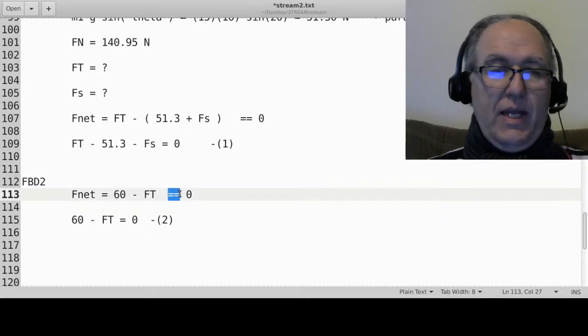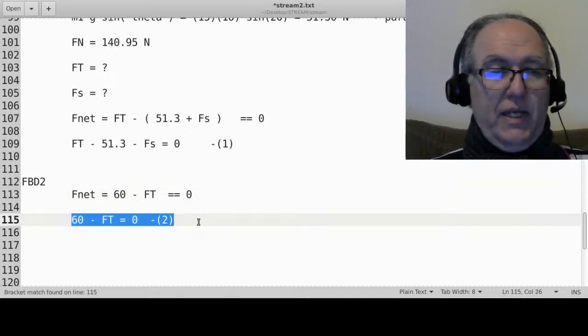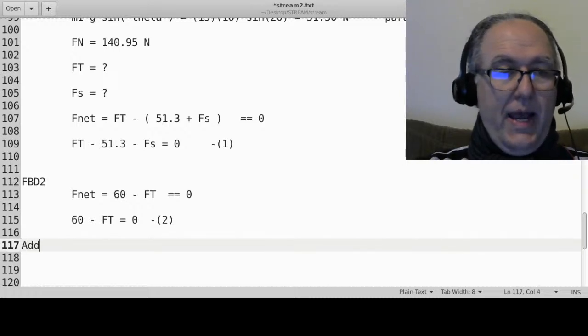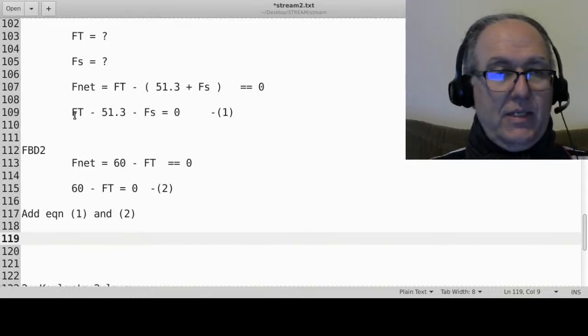Okay, it's just an equal sign. All right, and now what? Well, we can add equation 1 and 2 together. So add equation 1 and 2. Add the left-hand sides, add the right-hand sides as we did before.